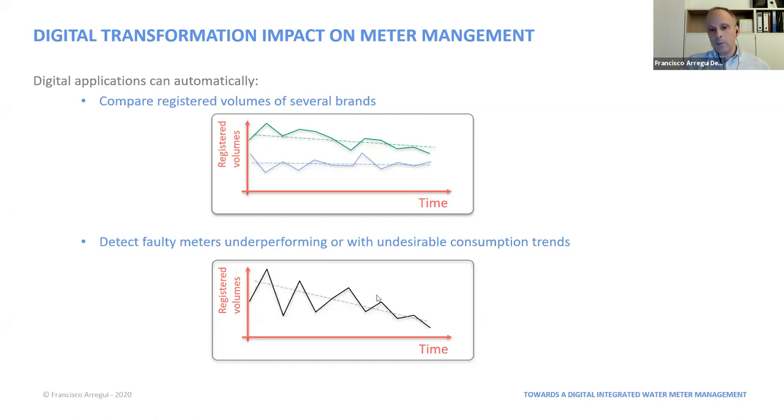They have an underperforming trend for a long time. So we can say, oh, this meter is not working properly, something is happening here, and the digital applications can identify these customers and these meters automatically without us having to look individually at each one of them. So it's helping us to save time, to identify this and to put a solution to this type of meters.